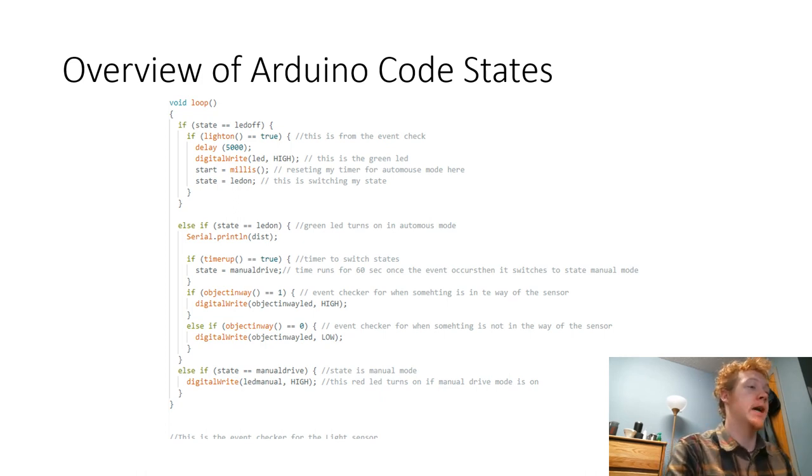For example, the timer expires, manual mode goes on. Or another example is the light sensor sees light, switch states. Or this doesn't switch states, but this could be an event: something gets too close to the ultrasonic distance sensor, LED lights up.